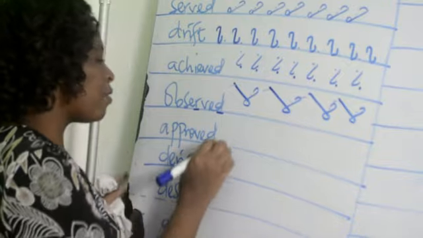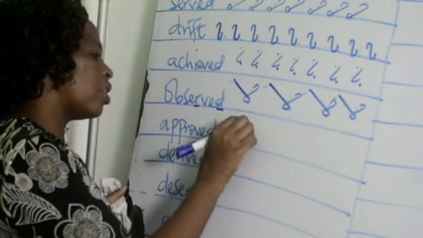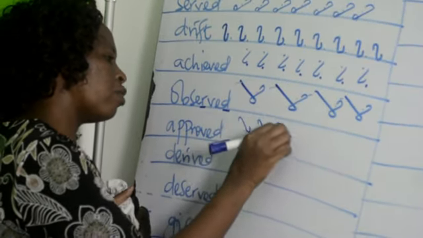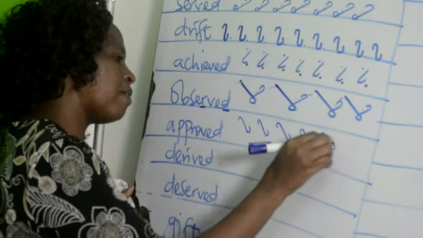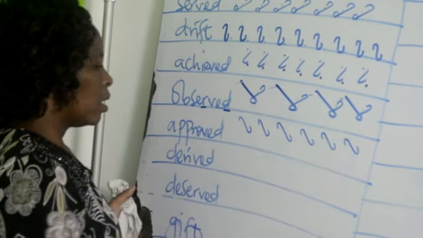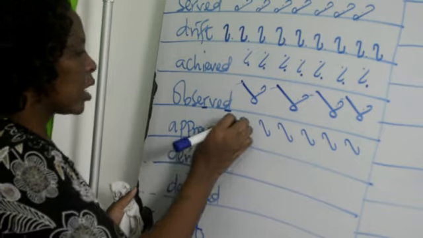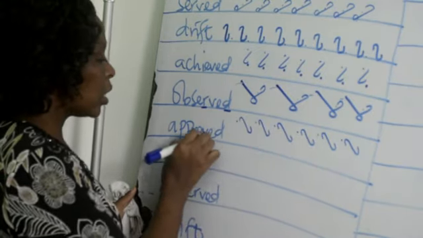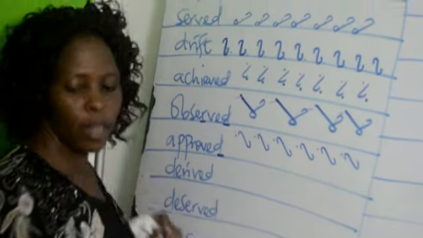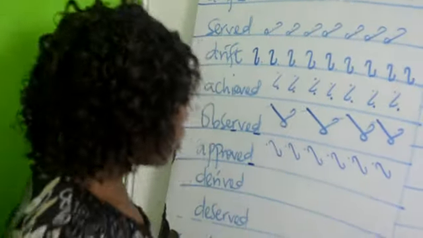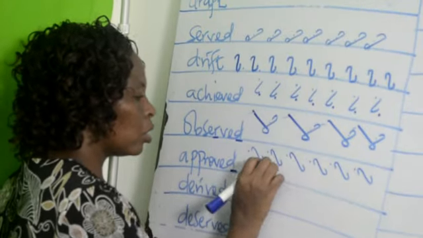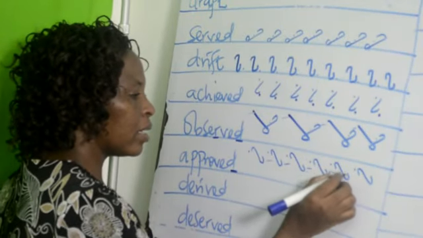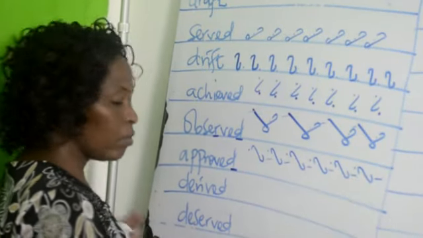Then we have the word approved. Approved is a halved P hooked for R and also hooked for V above the line because of short H. Approved. It is halved for the following D, and we also have short U at the end. Approved.